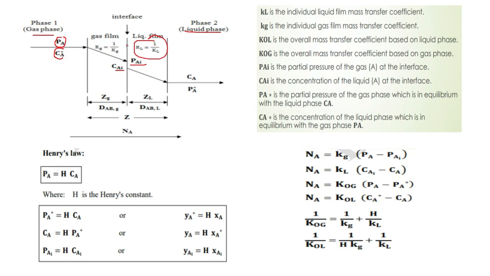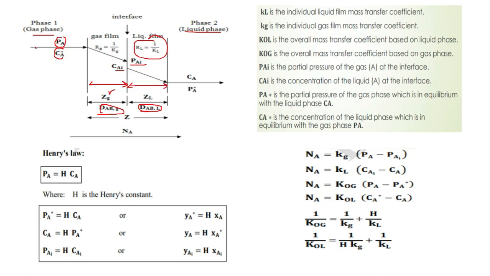So the formula is given in front of this, like Rg is equal to 1 over kg. Kg is the individual gas film mass transfer coefficient, while KL is the individual liquid film mass transfer coefficient. So DABG is the diffusivity in the gas phase, DABL means diffusivity in the liquid phase, ZG is the thickness of the gas film, while ZL is the thickness of the liquid film.